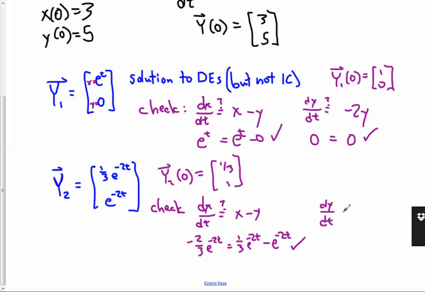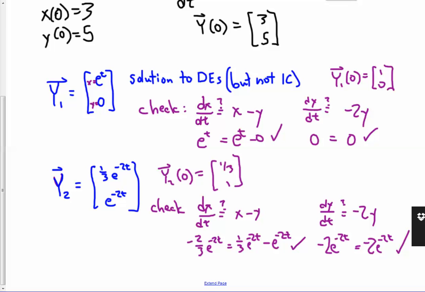dy/dt, does that equal negative 2y? Okay, so yeah, you can kind of see that it works. The derivative of y is going to be negative 2 e to the minus 2t, and that is negative 2 times y, negative 2 e to the minus 2t. Check. So I've got these two solutions. Again, they don't get me my initial condition, but they both work in terms of the differential equations.